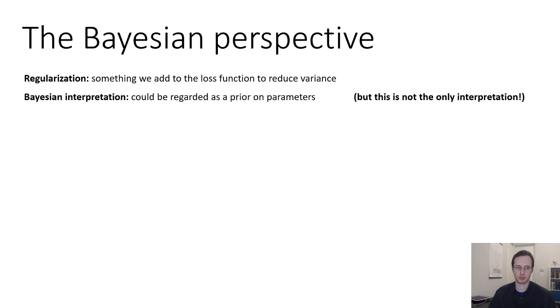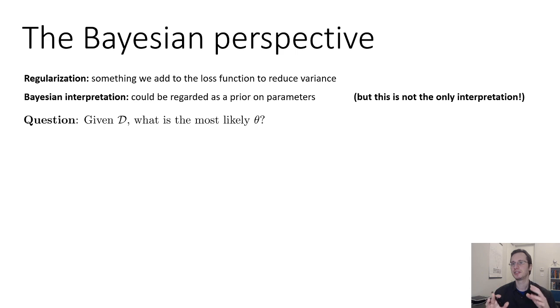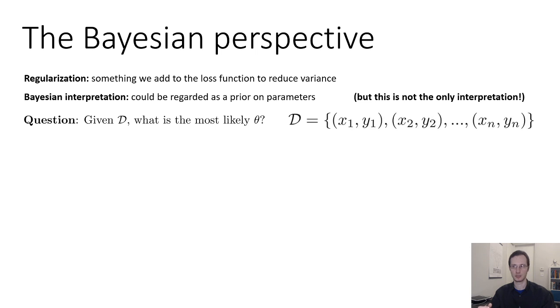So the Bayesian perspective can be formalized like this. You can ask the question, given a data set D, what is the most likely parameter vector theta? That is, in a sense, the learning problem. But we can write out the entire learning problem probabilistically. Before, in the previous lecture, we wrote out the prediction problem, how to get y from x, probabilistically. Now we're going to write the entire learning problem probabilistically, the problem of how to get theta from D. So D, remember, is just a set of xy tuples.